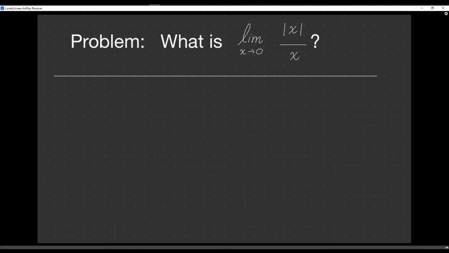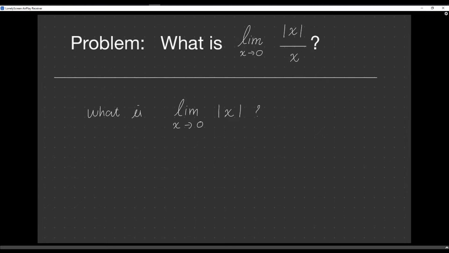In this video, we have a problem. What is the limit as x approaching 0 of the absolute value function of x divided by x? But before tackling this problem, let's consider a slightly different question. What is the limit as x approaching 0 of the absolute value function of x?